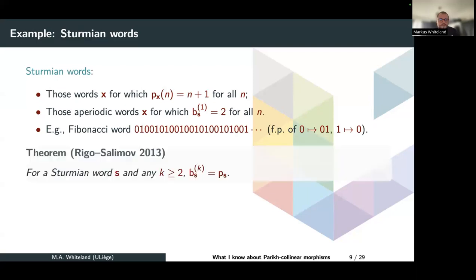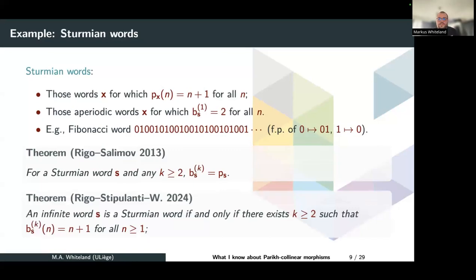So what is known about the binomial complexities? For the abelian complexity, it's just the constant 2. But if you look at 2-binomial or 3-binomial, you'll in fact get back the factor complexity function, which equals n+1 for all n. So this means that if you take any 2 factors in a Sturmian word, either they are equal or they are not 2-binomial equivalent.